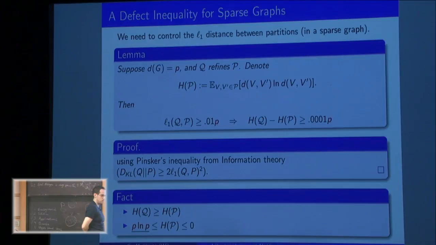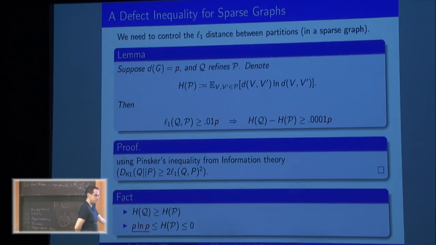What is positive? H of p is negative. Everything is negative here. But then it should be that h of q is smaller than h of p. It starts off at p log p and goes up to 0. Let's be clear, ln p is a negative number. Okay, yeah. So then the first inequality should be reversed.